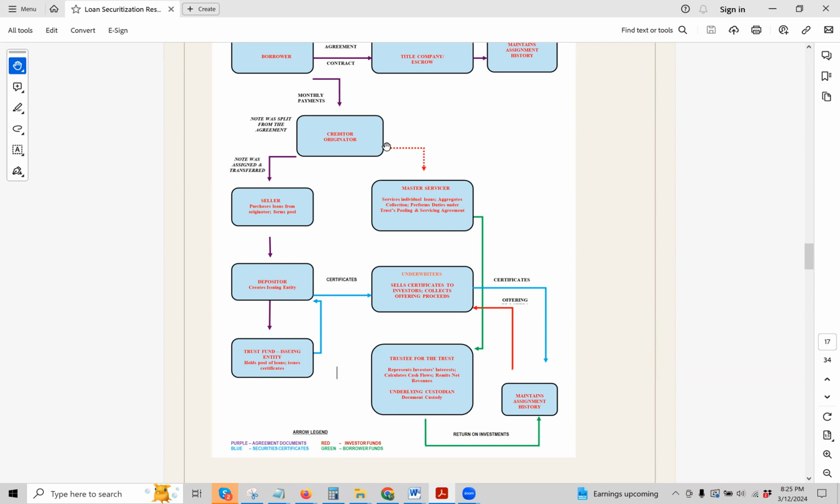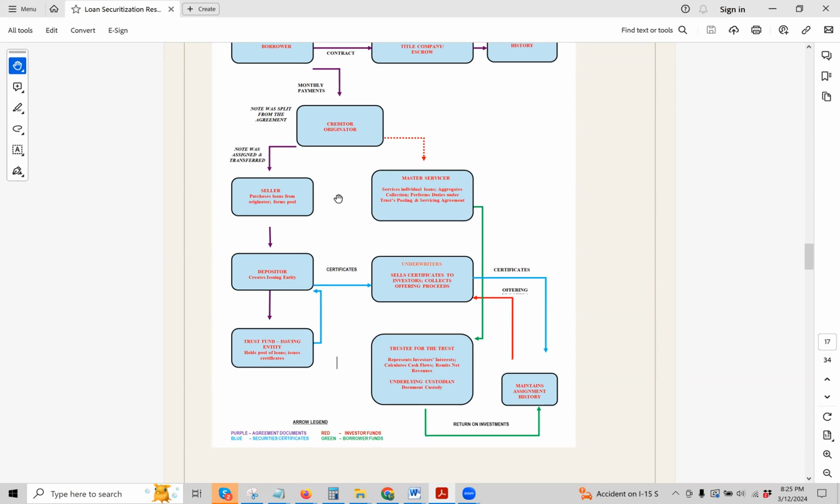And then you have simultaneous, sometimes you'll have, again, this is in dots, master servicer. So this is a servicer and services individual loans, aggregates collections, performs duties under the trust, pooling, and service agreement. That's the master servicer. Okay, that's on the trust side. Also could be connected to the loan as well.